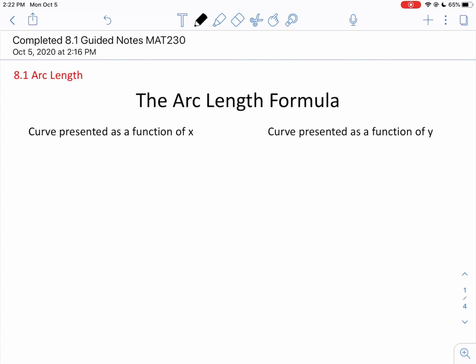Hello calculus students. Arc length, which is if you have some sort of curve and you want to figure out how long it is, I'm going to present really one formula but in two different contexts. What if your curve is presented as a function of x? For example, we have something that passes the vertical line test but not necessarily the horizontal line test, and the curve will start at x coordinate A and end at x coordinate B.